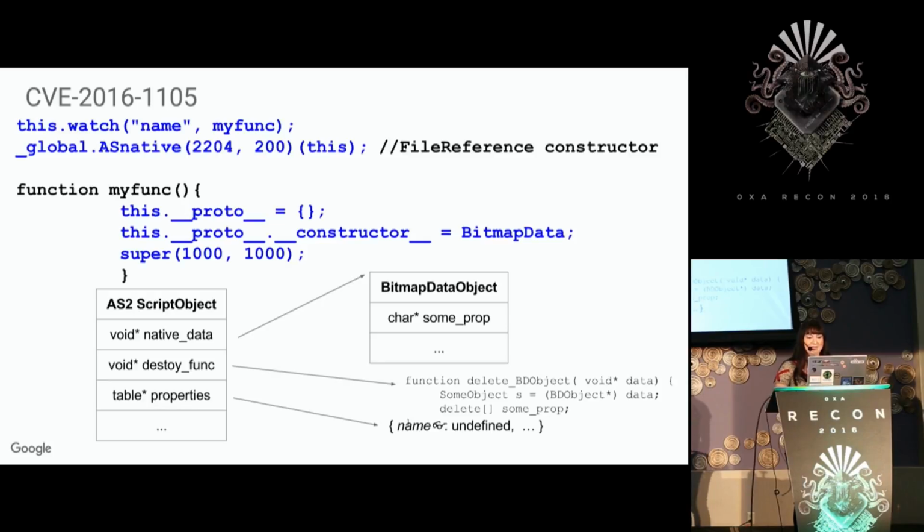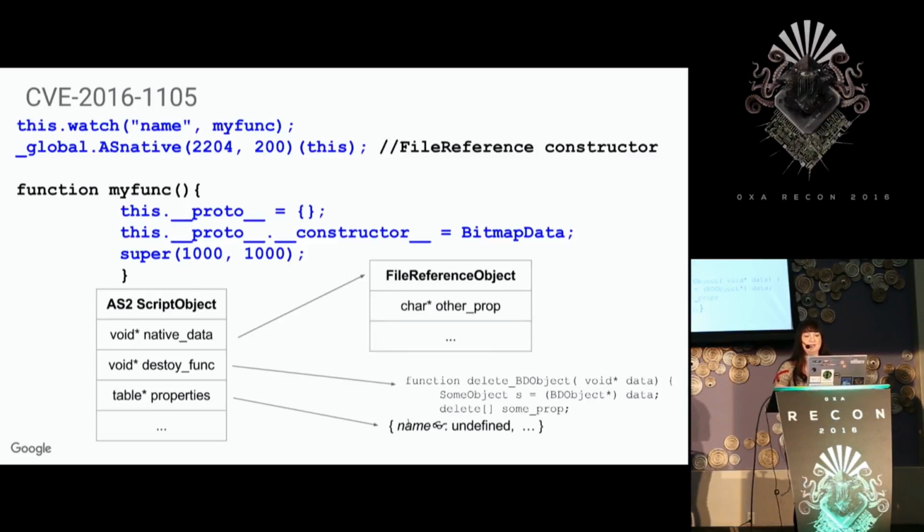So it unwinds, and it sets this bitmap type to the file reference type. But as I said, I'm setting the destroy func as optional, and this object doesn't need to. So you end up having the wrong delete func for a different object, and that's once again type confusion, because it tries to cast something to the wrong type.